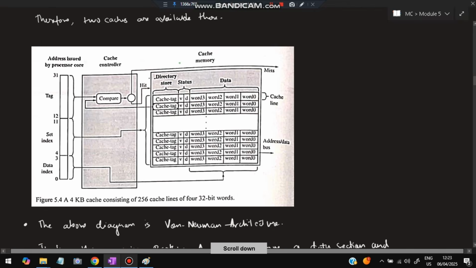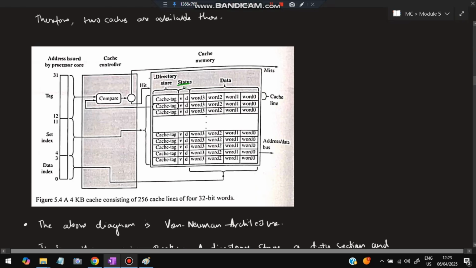Now in the cache memory you have lines. Each line is called a cache line. There will be many lines like that, and each of these will have an address. That address will be associated with each of these to identify where it is present. Now inside this, you can see three things: directory store, status, and the data. Data is the actual thing which is stored in the form of words. Whatever our data is, it is stored in the cache.